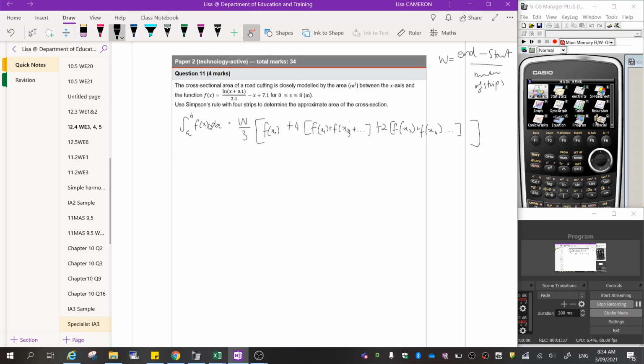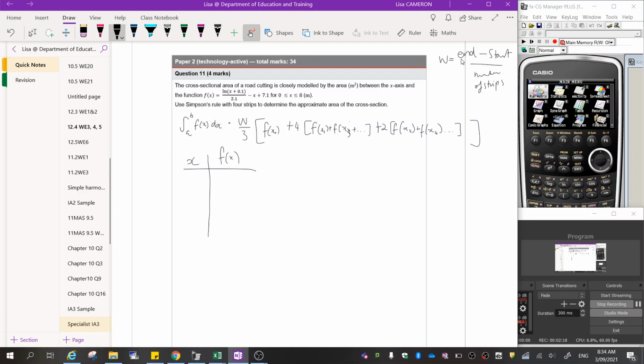Now, we're going to start off by working out our little table. So I'm going to start by putting an x and then an f(x). We're looking at this function, the area between 0 and 8. I'm sure somewhere it tells us that there are 4 strips. Can't see it in the question right now, but I've got it written in my book, so that must be true somewhere.